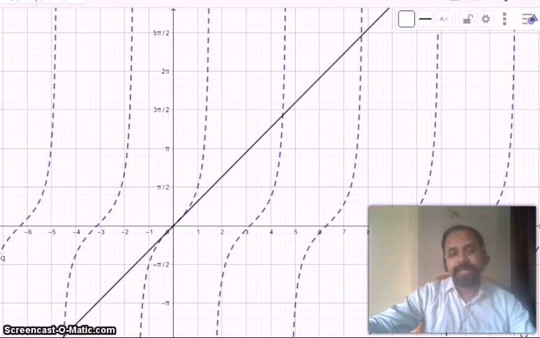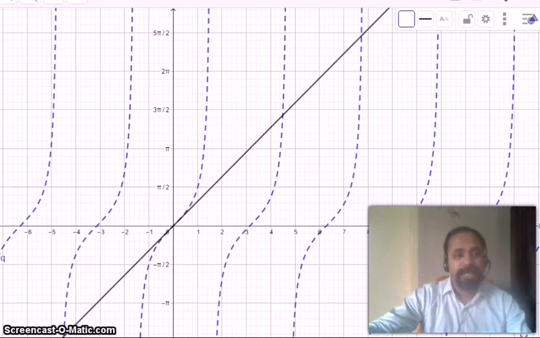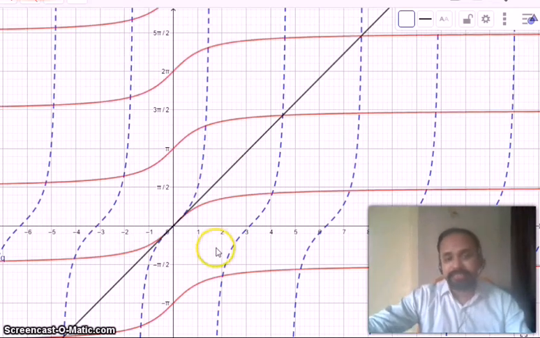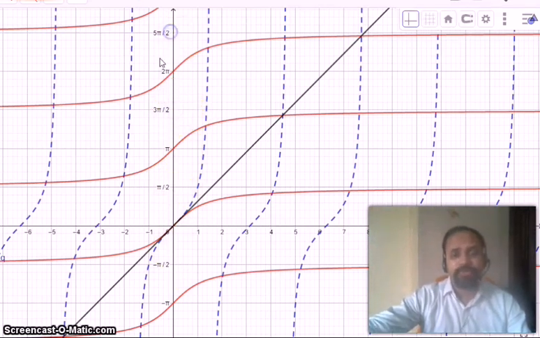If we take tan, again, if we want to draw the inverse of this graph, then simply we have to draw the reflection of tan x with respect to the line y equals x, and if you see, this is the reflection. Again we have to restrict the interval: from minus pi by 2 to pi by 2, then pi by 2 to 3 pi by 2, then 3 pi by 2 to 5 pi by 2, and so on.